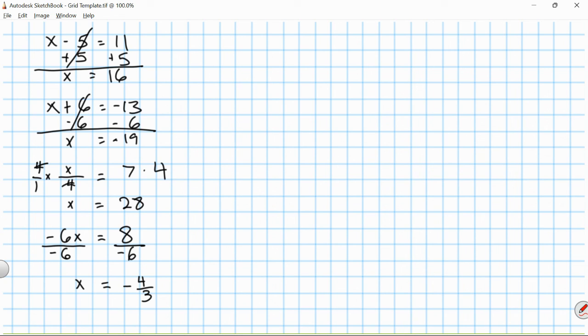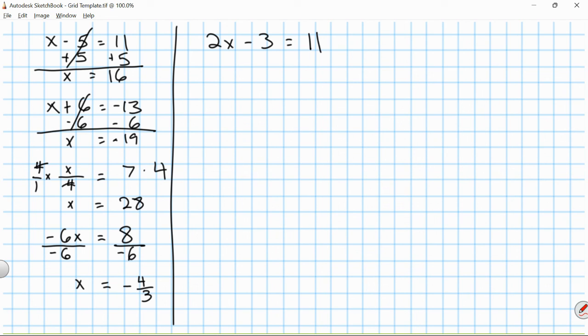You're also going to see problems like this. And this is where the shoe analogy comes into play. I wasn't just being a weirdo. 2x minus 3 is equal to 11. Now, what's happening to x? It's being multiplied by 2 and subtracting 3.